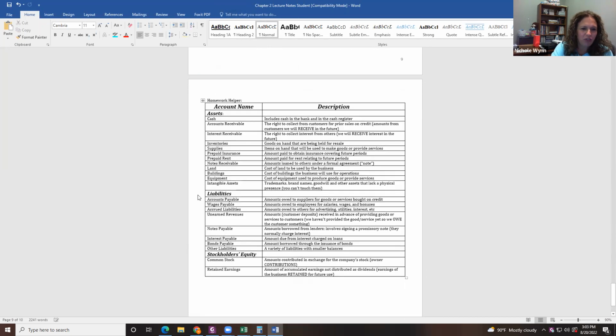And then the last page is just some definitional stuff to kind of help you with your homework. Like, what is accounts payable or what is accounts receivable? And so I give this to you just to help you along with your homework.